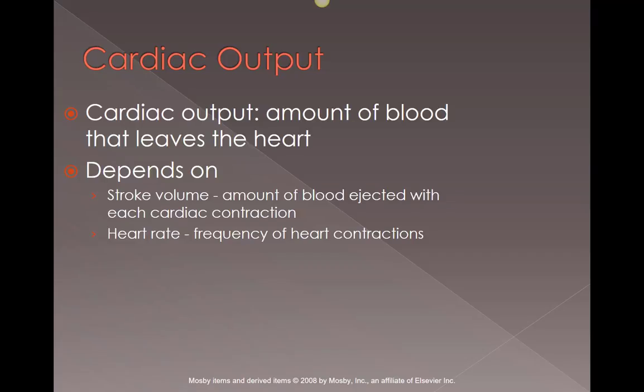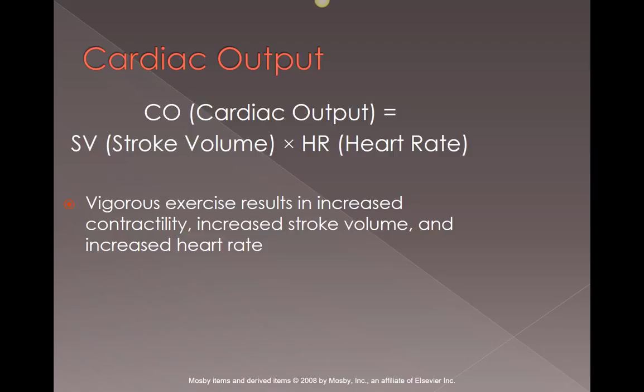To increase cardiac output and blood circulating in the body, you either have to increase the amount of blood that's ejected each time the heart beats, or you have to increase the heart rate. And so this is kind of the simple math of it: cardiac output is equivalent to the stroke volume, which is the amount of blood being pumped out, times the heart rate, how often the heart's going to beat.